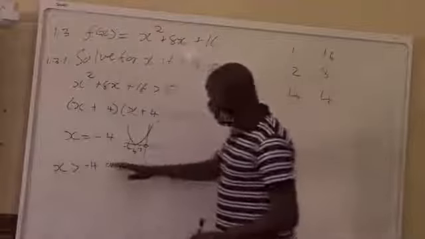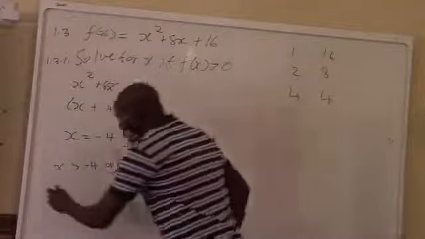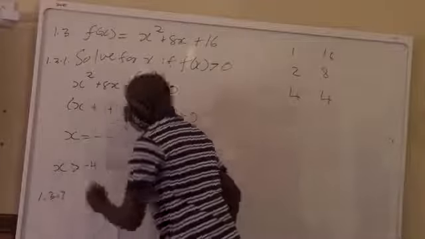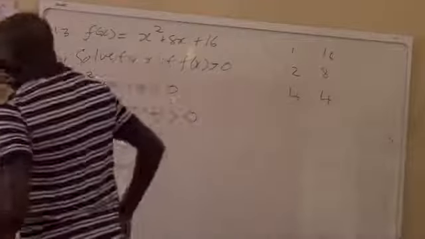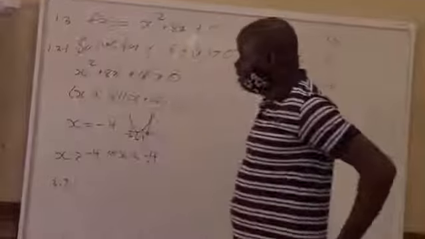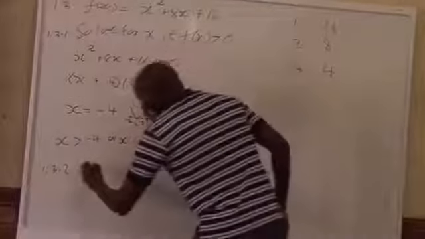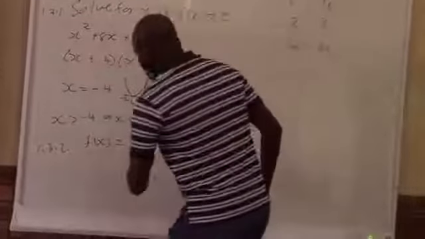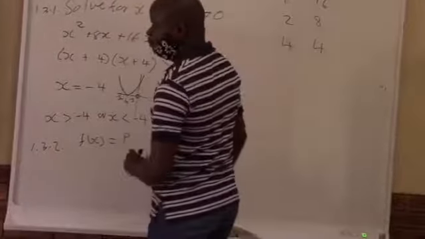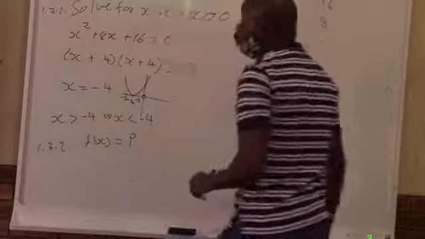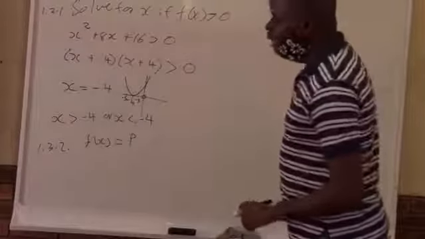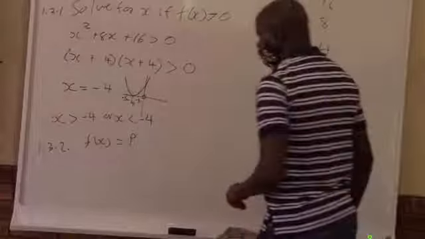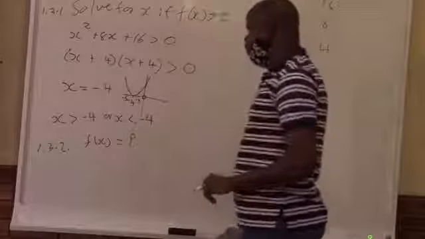So that is what we are having. Then 1.3.2, they are saying, for which values of p will f of x equals p have 2 unequal negative roots? 2 unequal negative roots.